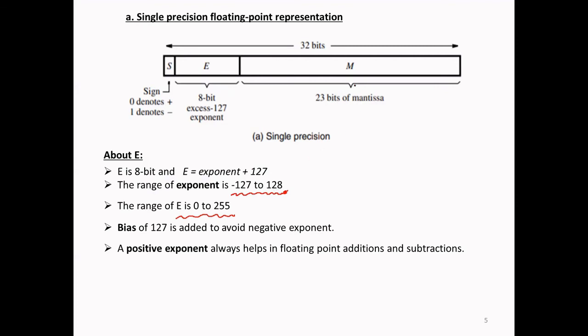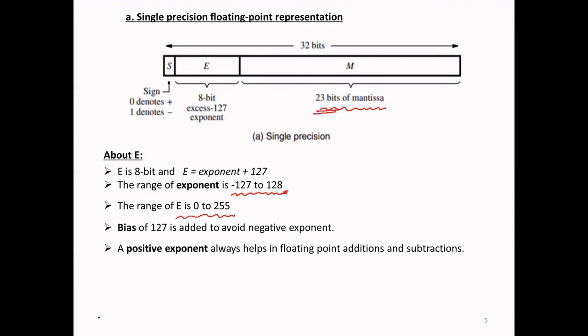Now let us come to the Mantissa. It is the 23 bits of Mantissa. Now we are going to see what the minimum and the maximum are. Let us say what is the minimum. If you take all 23 bits as zeros, that is the minimum value. What is the maximum value of the Mantissa? If you take all ones, 23 bits, all ones, that is the maximum.